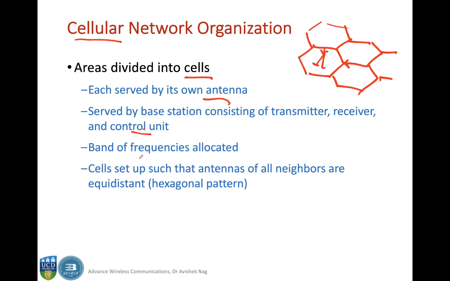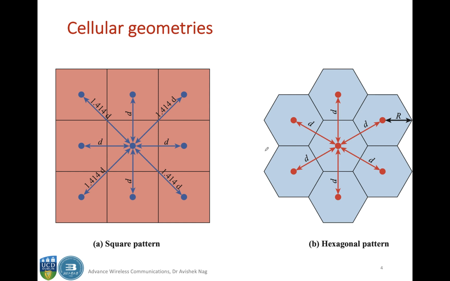And we have bands of frequencies that are allocated to these cells. Each cell operates on a distinct band of frequencies. The cells are set up such that the antennas of all neighbors are equidistant from each other. So that's why we are using the hexagonal pattern. We will come to this detail very soon in this lecture.